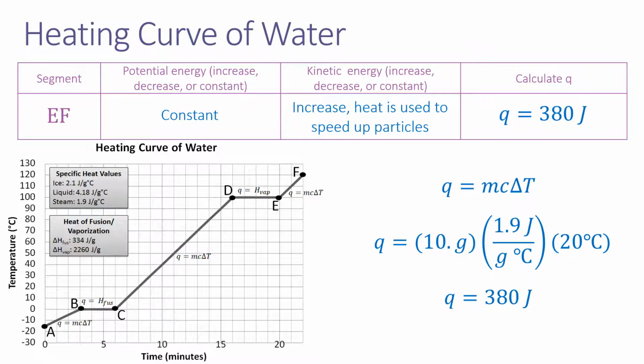So we could total up what we got in each segment, and that would let us know how much energy it takes to go from 10 grams of ice at negative 15 to steam at 120 degrees Celsius.